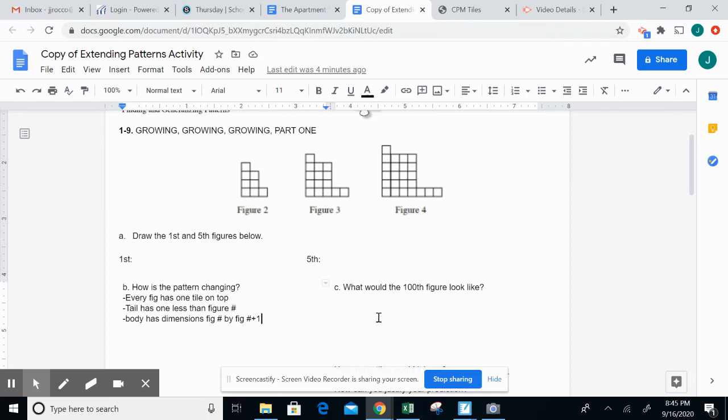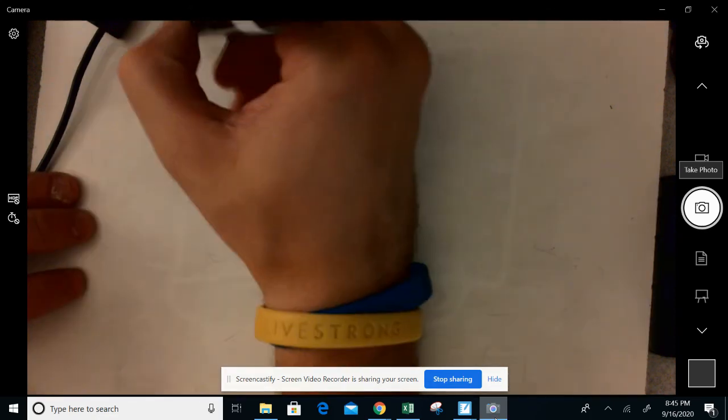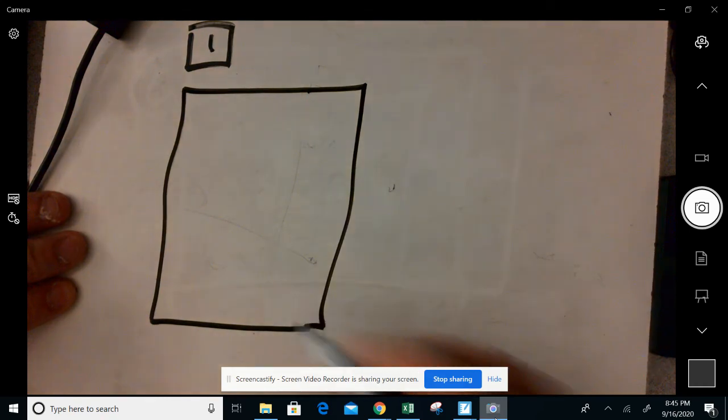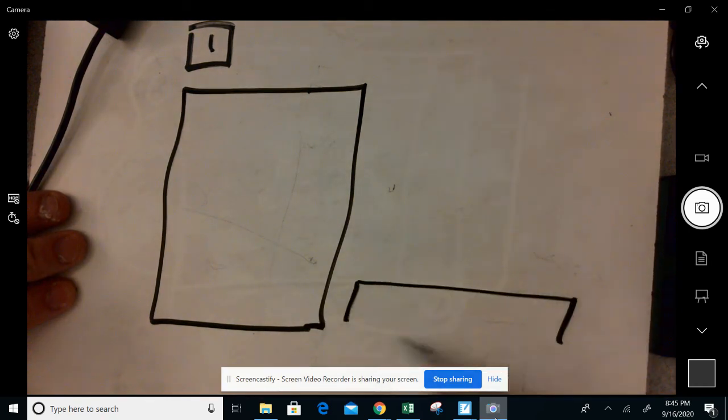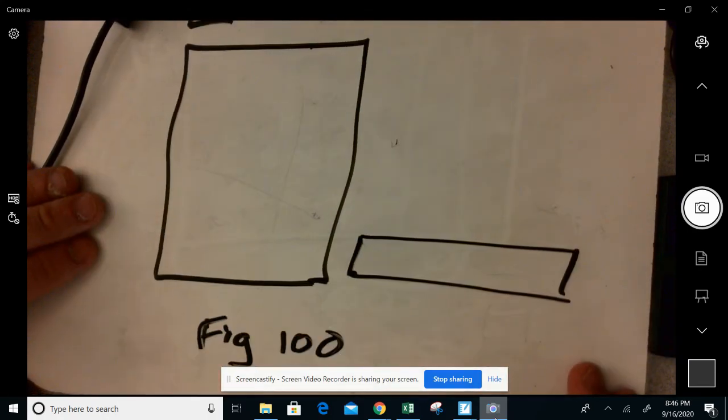Now what about figure 100? Let's use our rules. I'm going to switch over to be able to draw. And let's think of the rules that we just wrote. There's 1 on top, always. Right? There's a body that is a rectangle, and then there's some kind of tail out like this. And this is figure 100. Okay, so I'm going to cut off this one on top just so you can see the figure number.